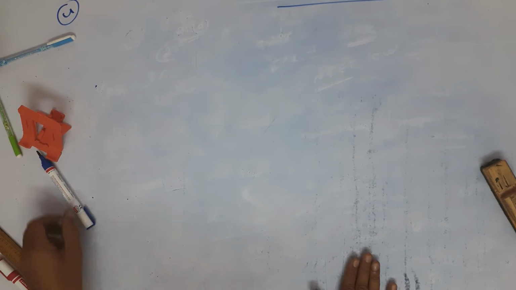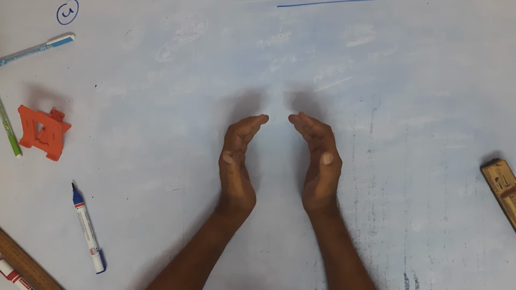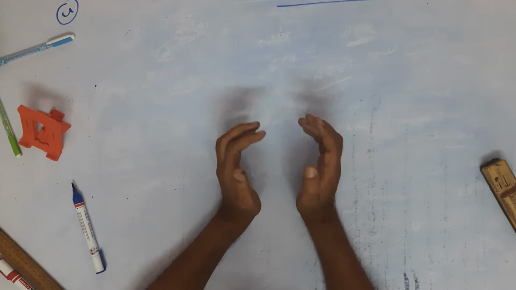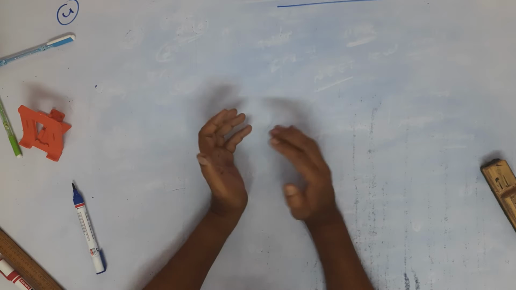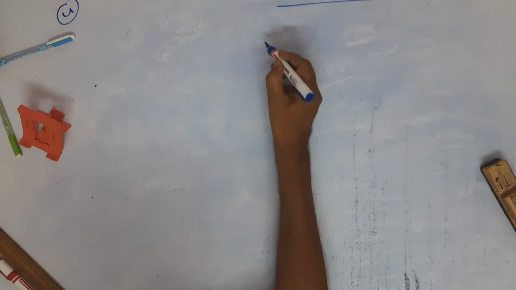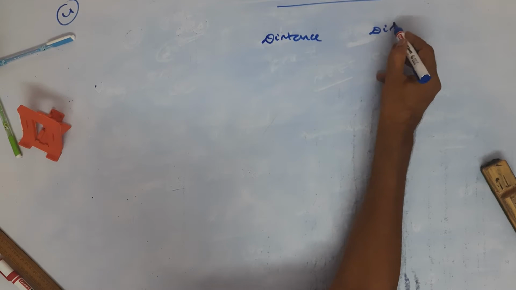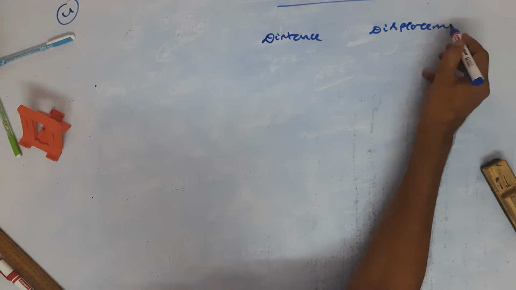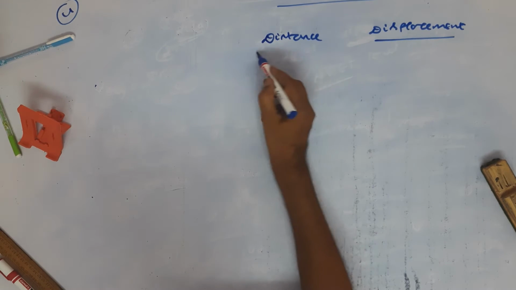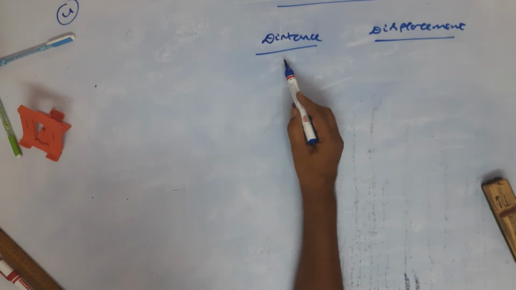Scalars and vectors. A physical quantity which has only magnitude is called a scalar, whereas a physical quantity which has both magnitude and direction is called a vector. Okay, now let's understand the difference between distance and displacement. Distance and displacement. We can easily understand the difference here.